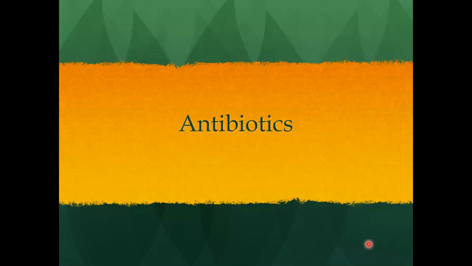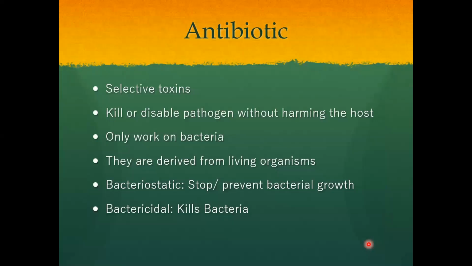So the last objective that we have to cover in this chapter is antibiotics. Antibiotics are actually selective toxins. Some of them would kill or destroy the bacteria, and some would prevent their growth in some way. So they kill or disable the pathogen without harming the host. They don't have any damaging effect on the host, but they kill or disable the pathogen. They only work on bacteria, which is the reason they're known as antibiotics. And these are generally derived from living organisms.